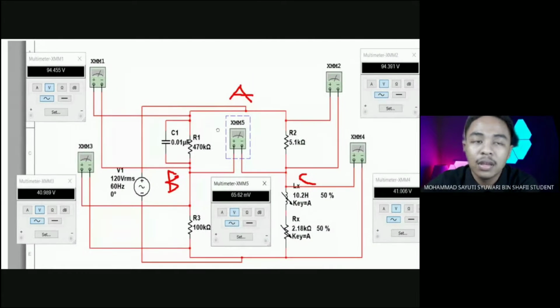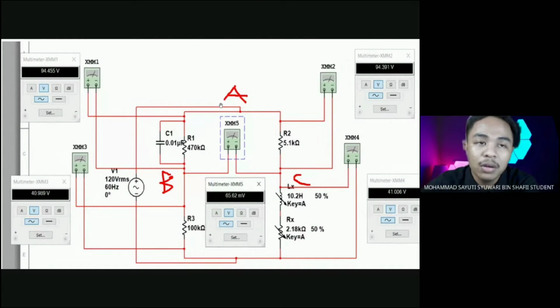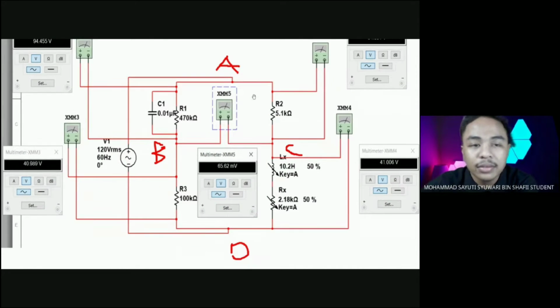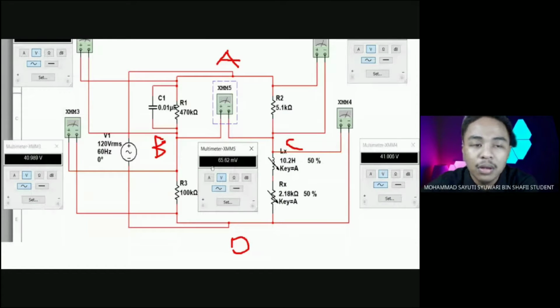As we can see, the value of voltage at AB is equal to AC, which is 94.45 volts and 94.39 volts. And the voltage at DB and DC is also equal.